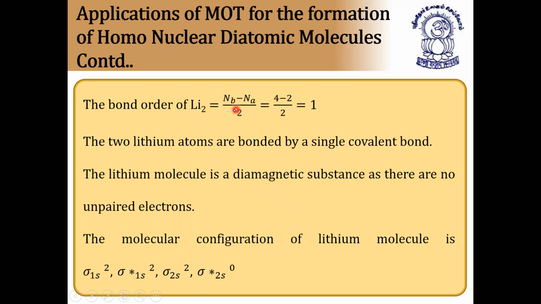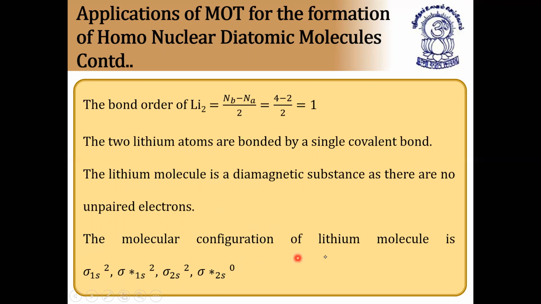Next, the bond order of lithium. The molecular orbital configuration is sigma 1s is 2, sigma star 1s is 2, sigma 2s is 2, sigma star 2s is 0, no electrons. So total bonding electrons are 2 plus 2, 4. Antibonding electrons are 2. Bond order is 4 minus 2 by 2, equal to 1. So the two lithium atoms are bonded by a single covalent bond. The lithium molecule is a diamagnetic substance as there are no unpaired electrons, because all are completely filled.